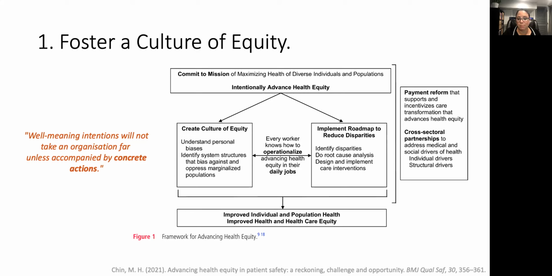You also need to implement a roadmap to reduce disparities, which includes identifying disparities, carrying out root cause analyses, and implementing interventions. These are all critical components of the equity-focused QI framework we're discussing today. To do this, you need buy-in from all people in your system, from those on the front lines to those in leadership, so that everyone can operationalize advancing equity into their daily jobs.